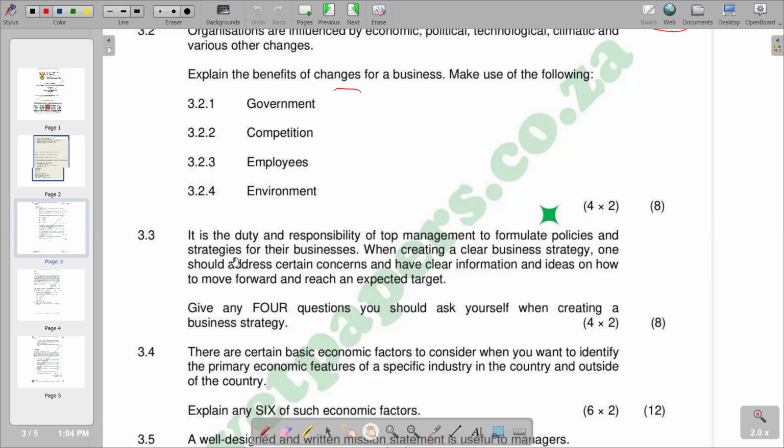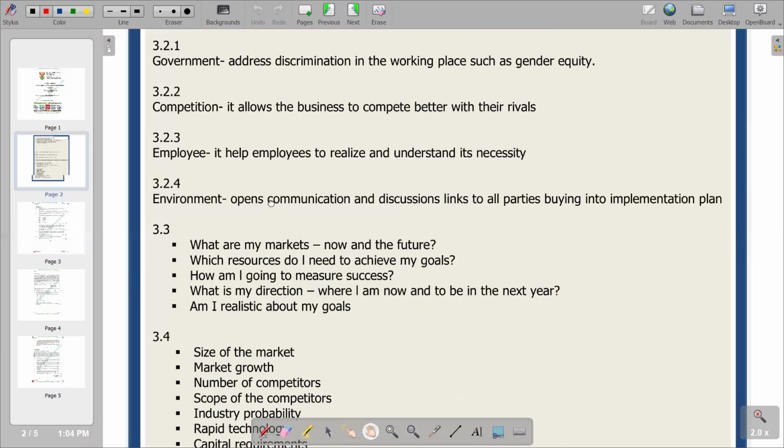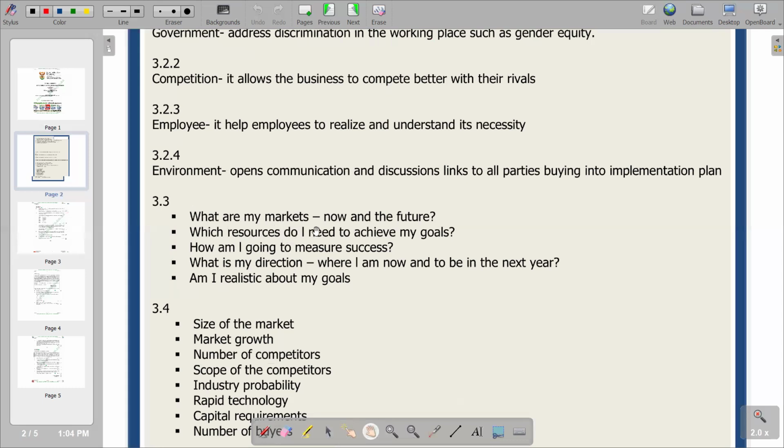So obviously now we go back to our question. It is give any 4 questions you should ask yourself when creating a business strategy. So you're going to see that the first question that you should ask is, what are my markets, which is now in the future? And then also, which resources do I need to achieve my goals is another question that has to be asked.